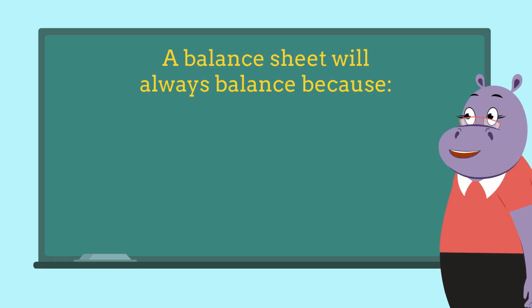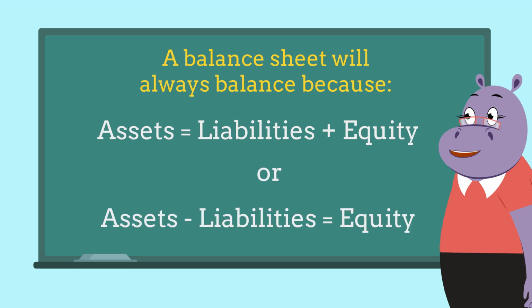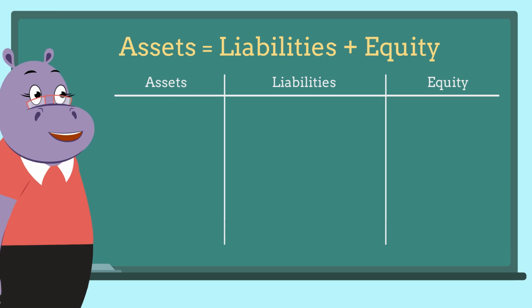Now, here's the key thing to remember. On a balance sheet, assets always equal liabilities plus equity. That's why it's called a balance sheet. From another perspective, you can also see that assets minus liabilities will always equal equity, or what the shareholders own in the company. This equation always stays in balance.